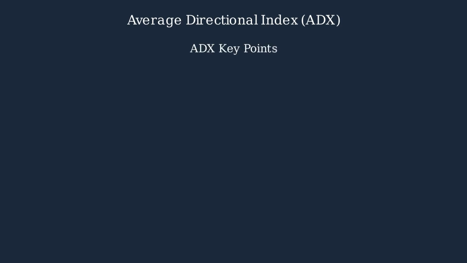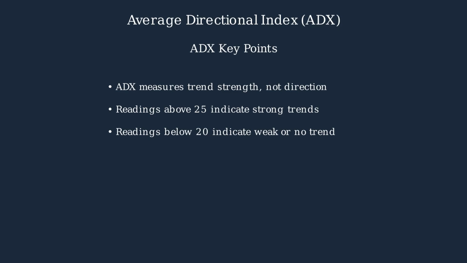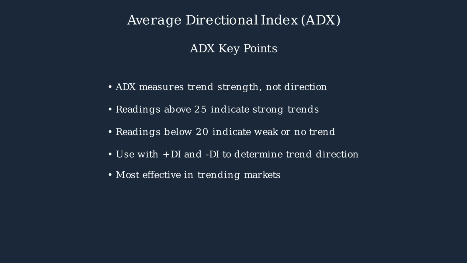To summarize what we've learned about the average directional index, ADX measures the strength of a trend, not its direction. Readings above 25 indicate strong trends, while readings below 20 suggest weak or non-existent trends. ADX works best when used alongside the positive and negative directional indicators to determine trend direction, and is most effective in trending rather than ranging markets.